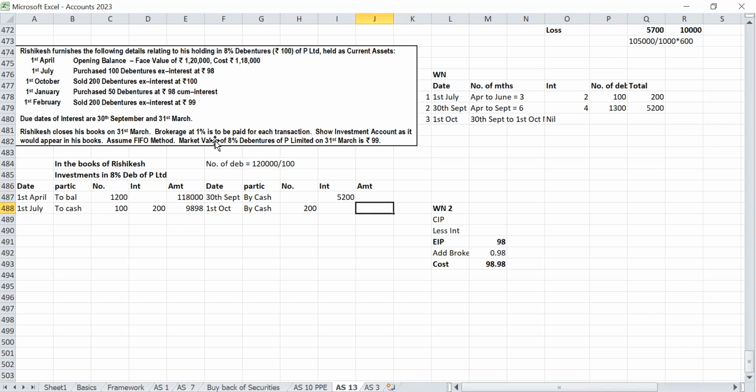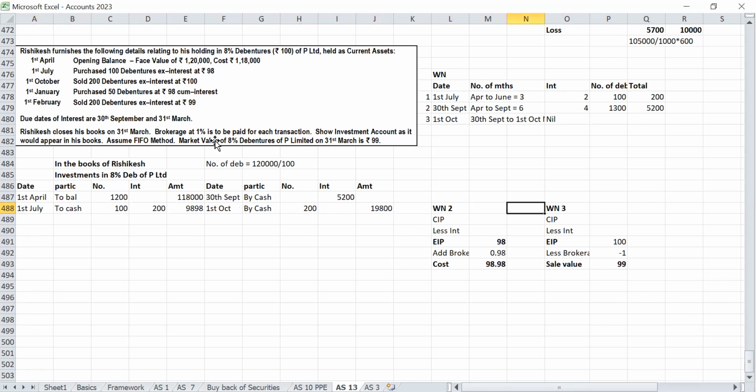Then amount working note. Normally this will be the procedure, but in this question they have straightly given the ex-interest price of 100. Brokerage 1% we have to deduct, so 1 rupee we will deduct. Sale value 99. So 200 into 99, by cash.